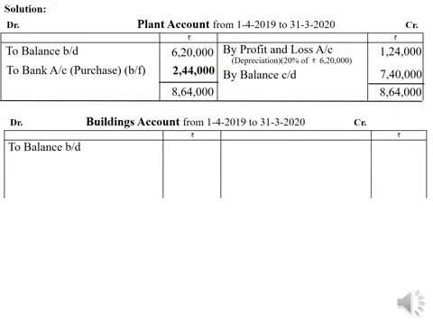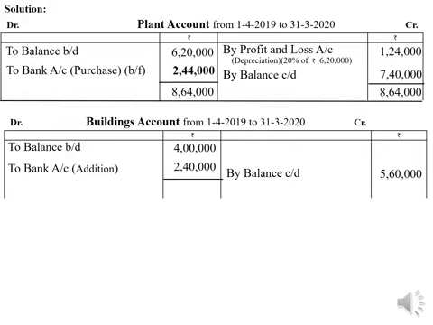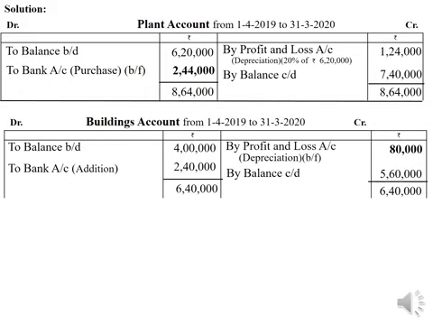Okay. Next, buildings account, opening balance 4 lakhs. Then addition is given in the problem. Bank account addition rupees 2,40,000. Record the closing balance 5,60,000. So by balancing account on both sides, we get 80,000 as difference on credit side. That should be treated as depreciation charge during the year and transferred to profit and loss account.